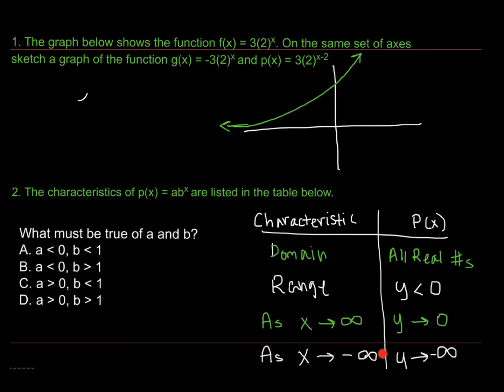Then as x approaches negative infinity, meaning as you move towards the left, y is approaching negative infinity, meaning as you move towards the left, your output is getting more and more negative, approaching negative infinity over here. So you now have to decide which of these possible options is going to allow for this function, p of x, to have these certain characteristics. Okay, there's one more for us to look at, so pause the video, try these out, and then move on to the next one.